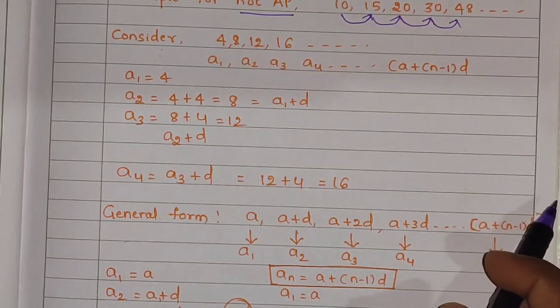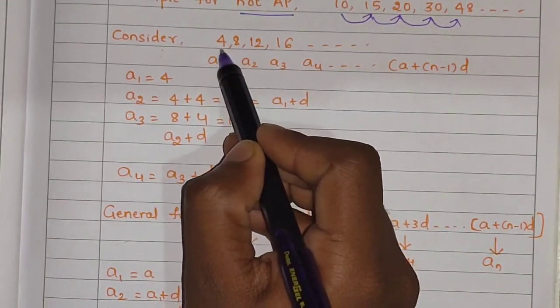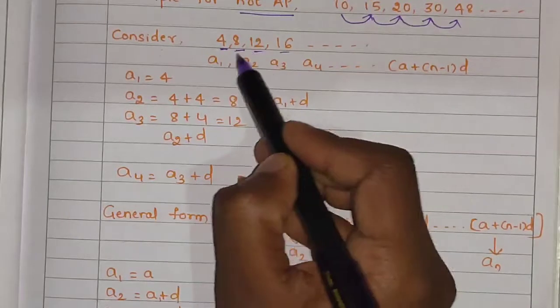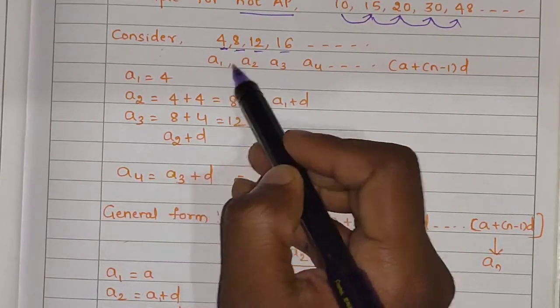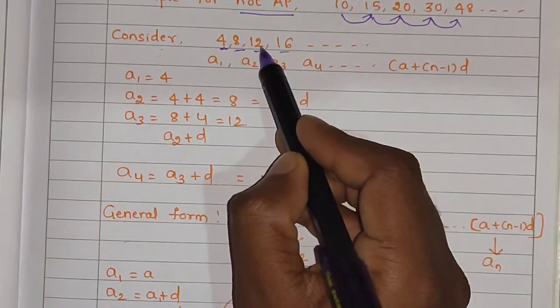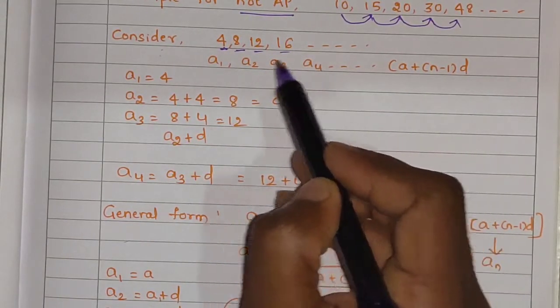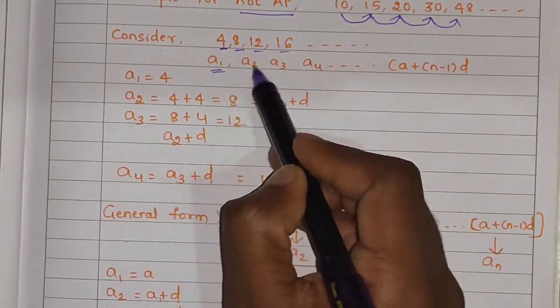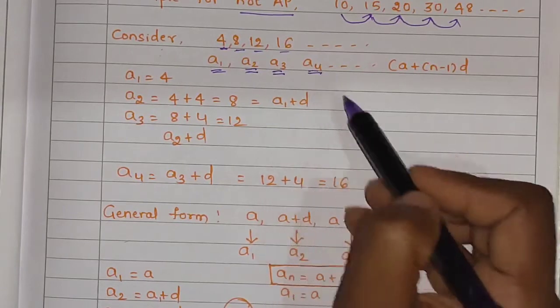To understand some basic concepts of arithmetic progression, I have taken an example of an arithmetic progression, that is 4, 8, 12, 16. The first number is called A1. A1 means first term. 8 is called the second term. 12 is called the third term. 16 is called the fourth term. It is denoted by A1. A1 means first term, A2 means second term, A3 means third term, A4 means fourth term.